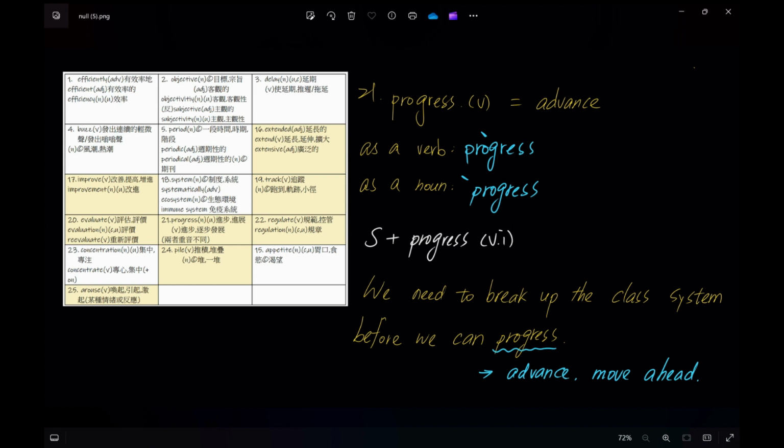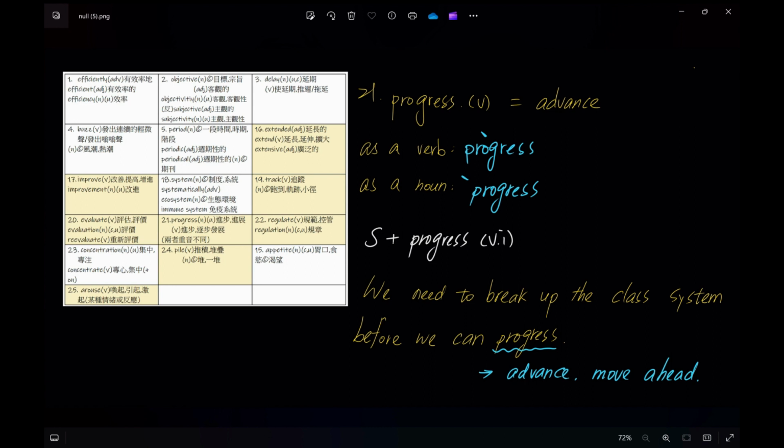Number 21, we have the word progress or progress. These two words are the same word but of different parts of speech. When you say progress, are you making progress? This is a noun, okay? It's not countable. When you say progress, it's a verb, means to move forward, to advance. So now we're talking about progress as a verb. Okay, that's a verb. So to progress means to move ahead, to move forward, to advance.